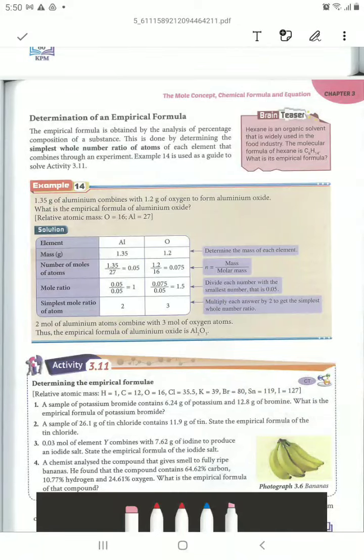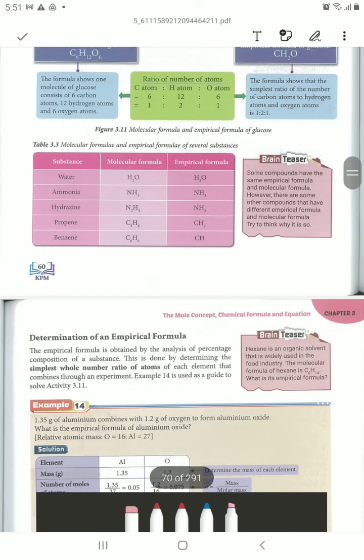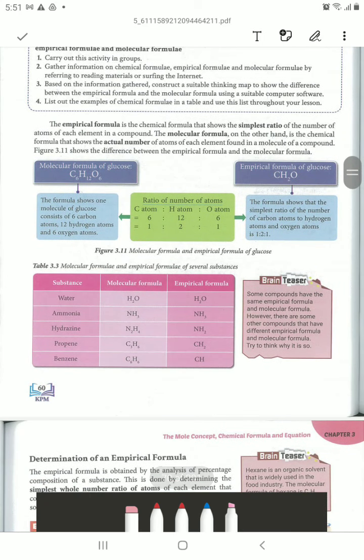Okay, Assalamualaikum and hi. Today we are going to discuss empirical formula. In the previous class, we discussed the basics of empirical formula and molecular formula.